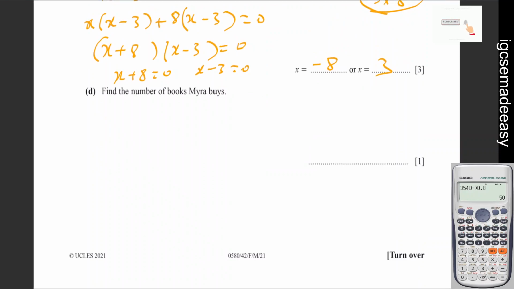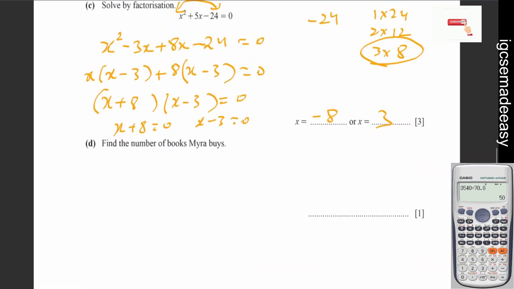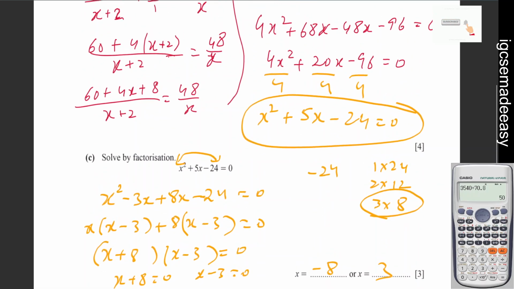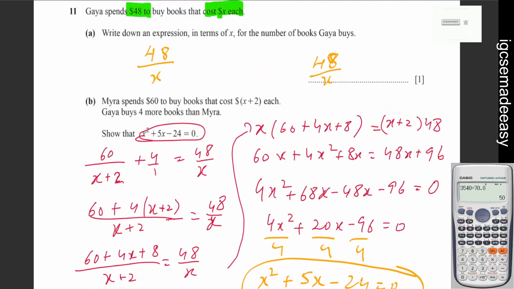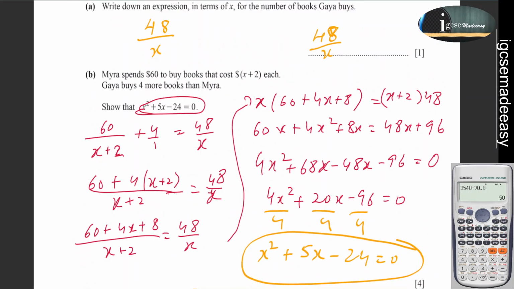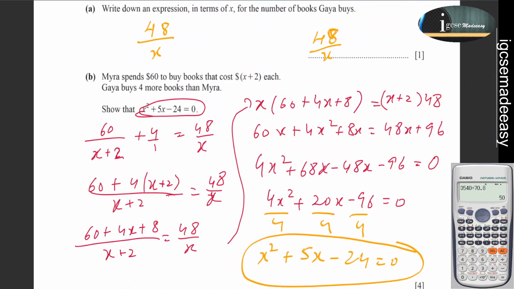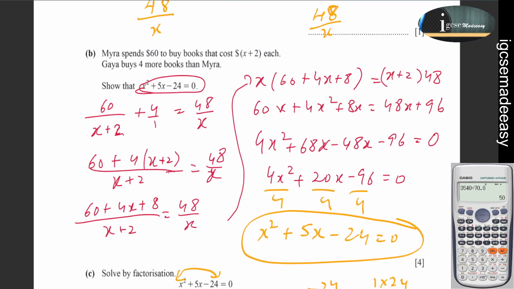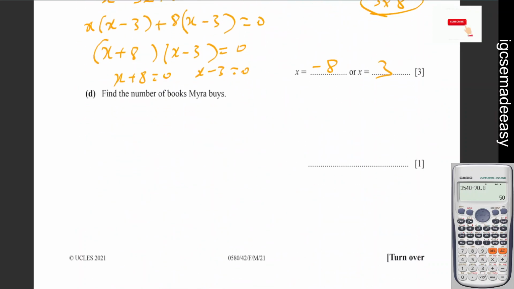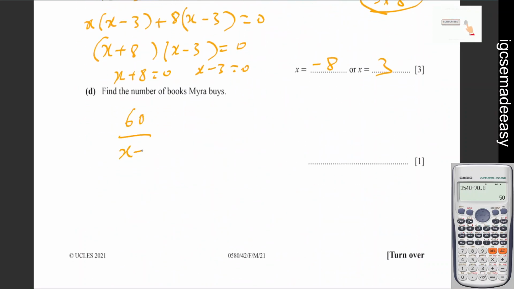So let's do part D. Find the number of books Myra buys. So what is the equation of Myra? 48 by x is the equation of Gaia, and 60 by x plus 2 is the equation of Myra. The value of x I'll take as positive, because the negative value I will not take.